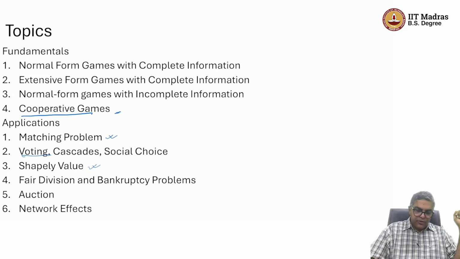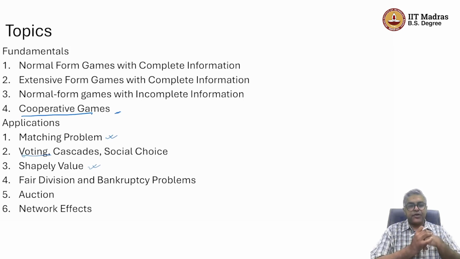Then he will get into fair division and the bankruptcy problem. Fair division could be part of cooperative game, could be part of non-cooperative game, because of course when people are coming together, the value gets generated in a cooperative game. How that value has to be divided, what should be the basis for that division. And then Bikram will get into what we call auction. It's one of the most important mechanisms.